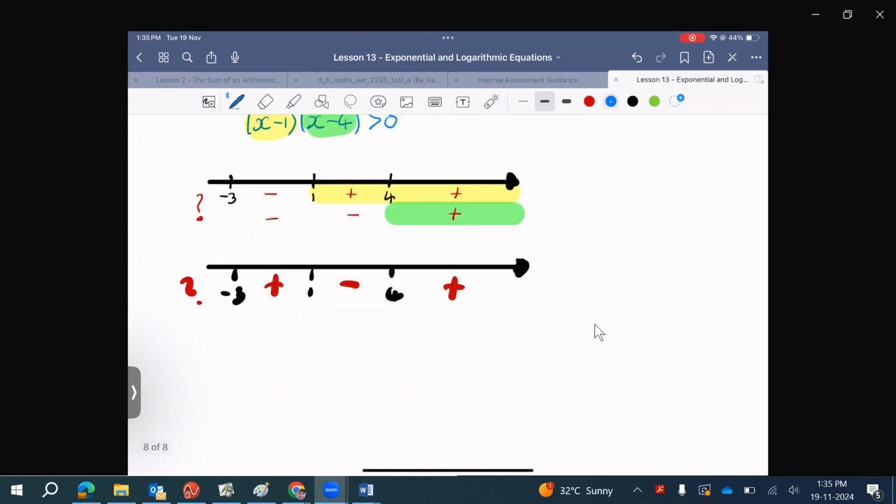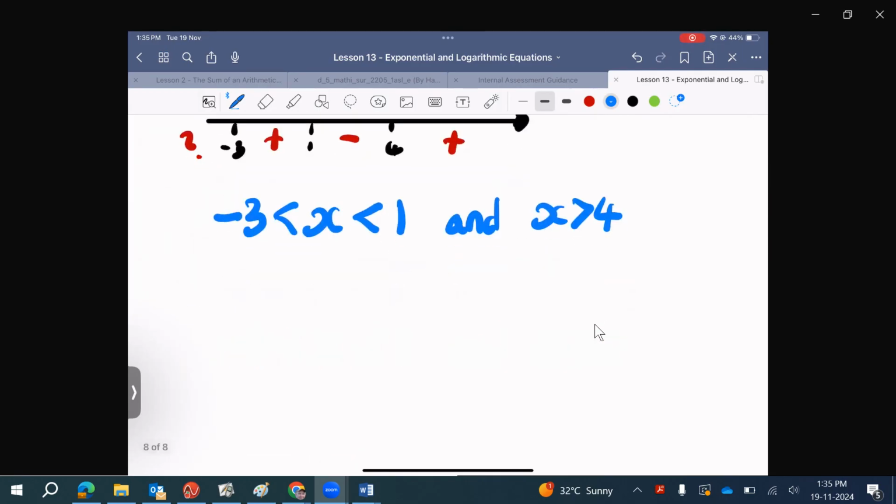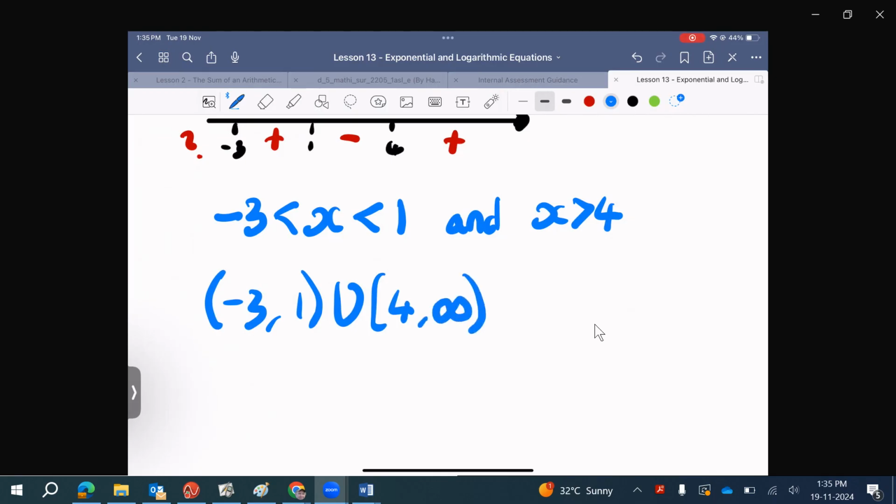Let's turn that into an inequality. We want our solution to be x between minus 3 and 1, and x is greater than 4. In interval notation, that is minus 3 to 1, union 4 to infinity.